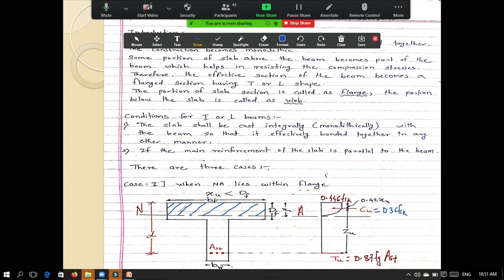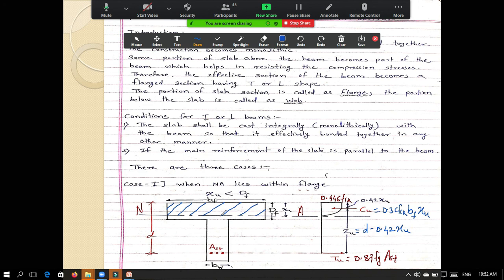So what is the area now? This is the stress into area. Area is this, width is Bf. And what about this depth? Depth is Xu. So it will be Bf into Xu. So Cu is equal to 0.36 fck Bf into Xu. This is your formula for compressive force, which is acting at a distance of 0.42 Xu from the top. So what will be the Zu? It is d minus 0.42 Xu.